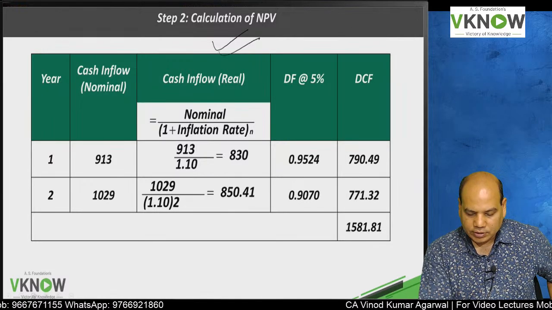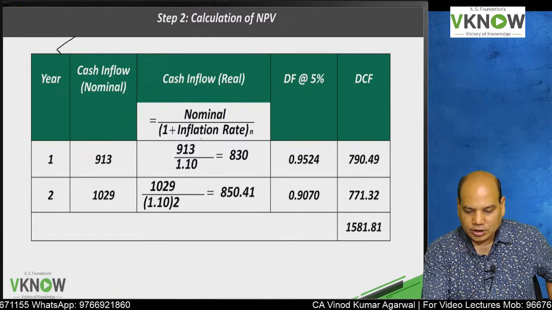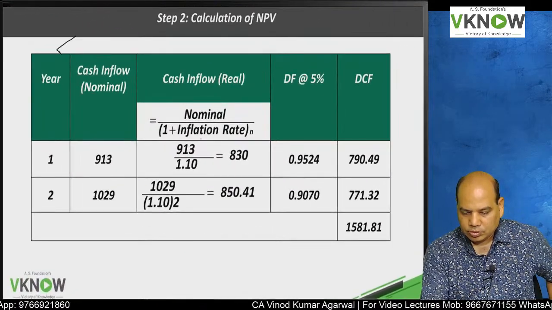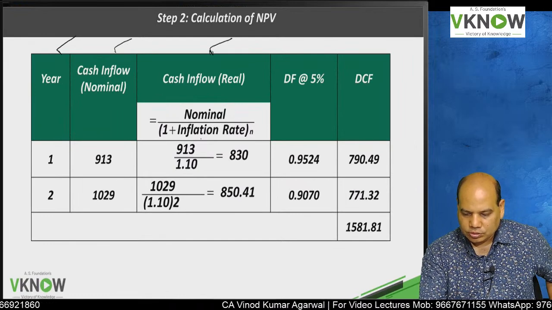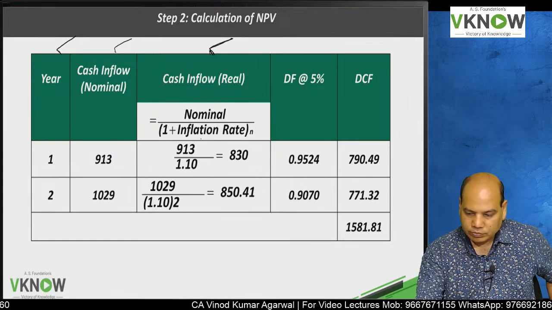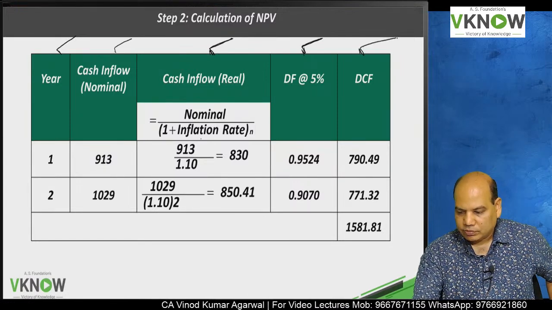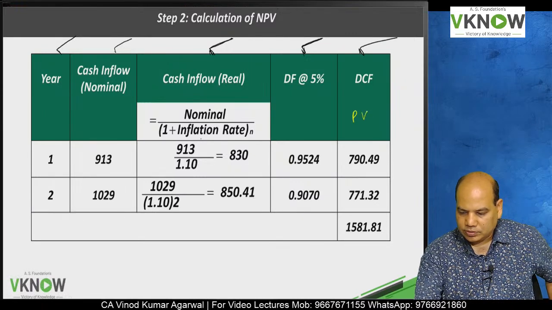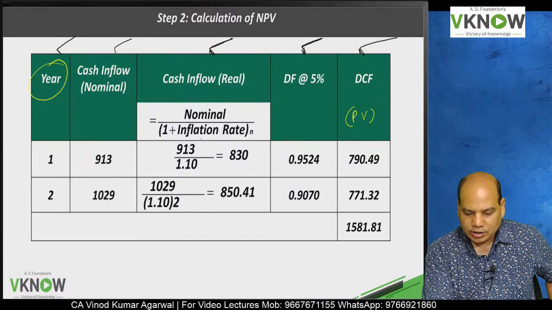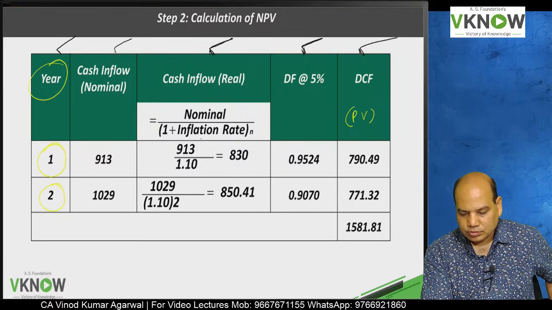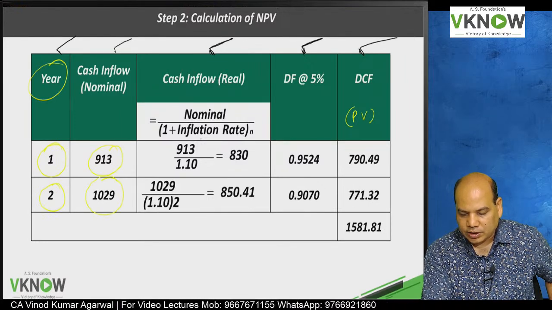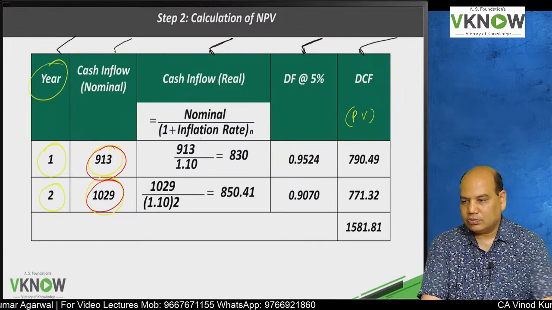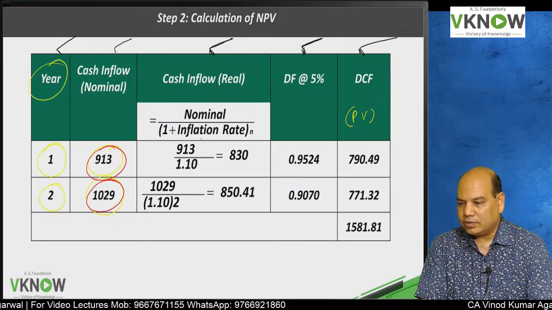Now the next task is to find the NPV using the real discount rate. First we'll draw one format. Very easy question, nothing to explain. Columns: year, cash inflow nominal, cash inflow real, like we have done in the earlier problem, discounting factor at 5%, and present value. Everybody please participate. In the year column write 1 and 2. For cash inflow nominal, go to the previous working; you will find it in the earlier calculation, method 1: 913 and 1029.